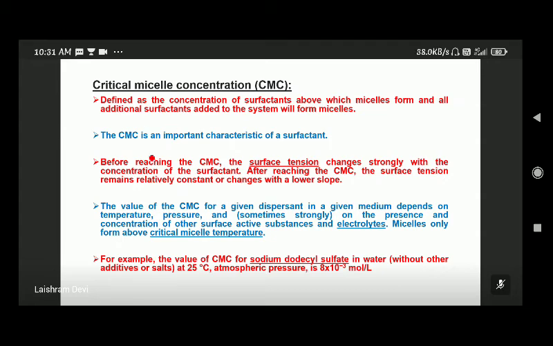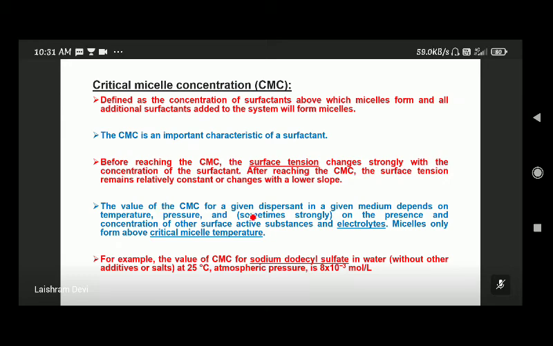Okay, so before reaching the CMC, this is I think just explanation of the figures, the picture which I just showed you. Before reaching the CMC, the surface tension changes strongly with the concentration of the surfactant. I've explained earlier also. And after reaching the CMC, the surface tension remains relatively constant or changes with a lower slope. Okay, I'll show you the graph also, the sample graph.